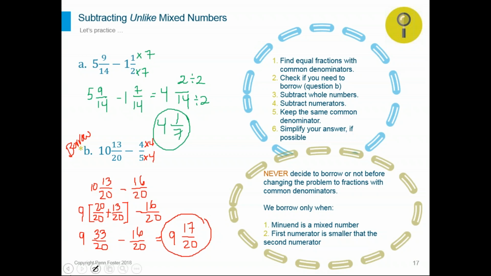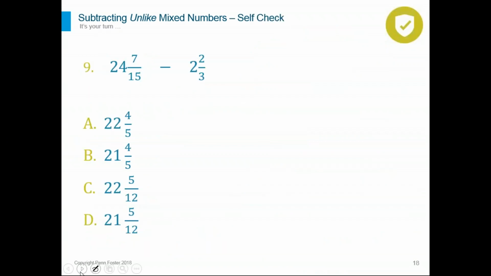Okay, let's go to a self-check problem. 24 and 7 over 15 minus 2 and 2/3. What is the difference of these two mixed numbers? I have unlike fractions on both. Is one denominator a multiple of the other? Yes or no? And from there, you can go ahead and change the problem, then decide borrow or no borrow.